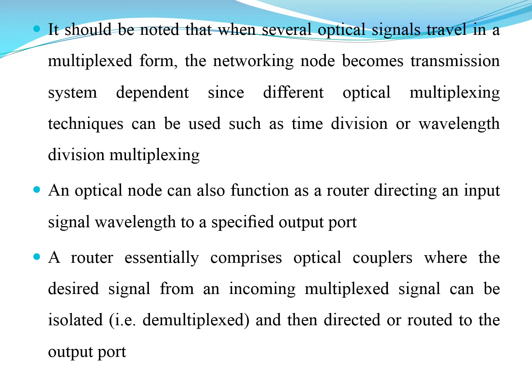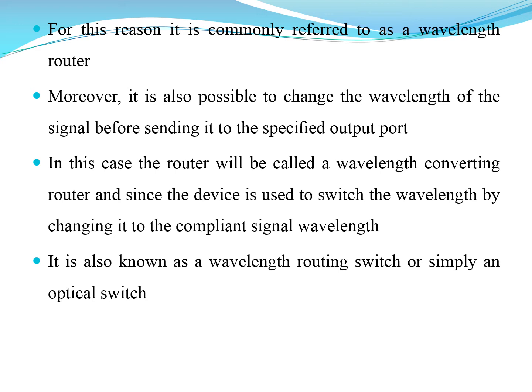Then an optical node can also function as a router because it can direct an input signal wavelength to a specific output port. A router normally consists of optical couplers where the desired signal from the incoming multiplexed signal is isolated or demultiplexed, and directed or routed to an output port. For this reason we consider it a wavelength router.